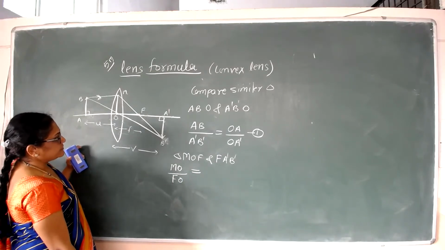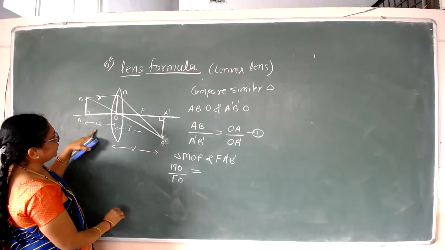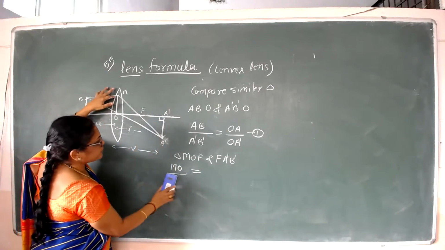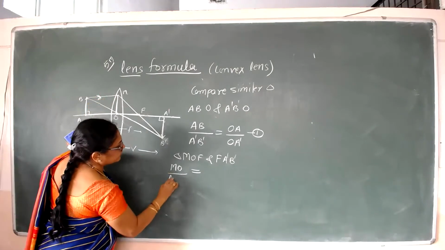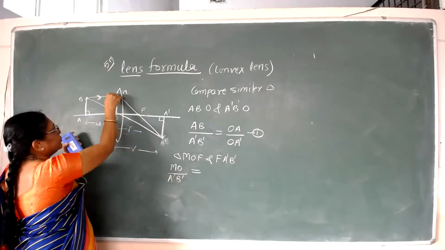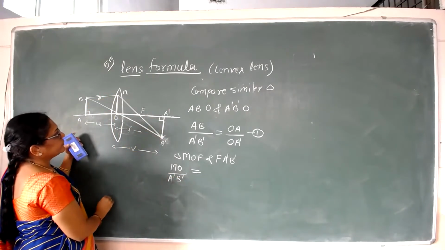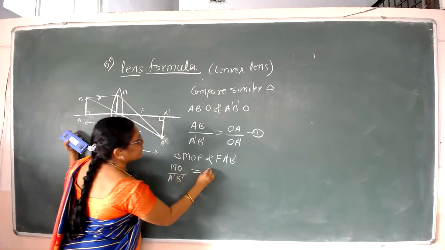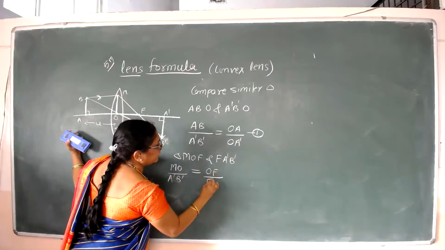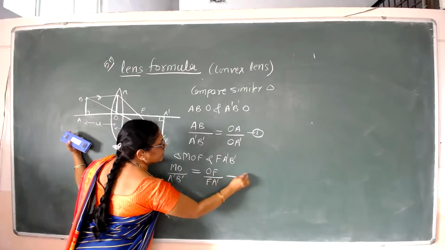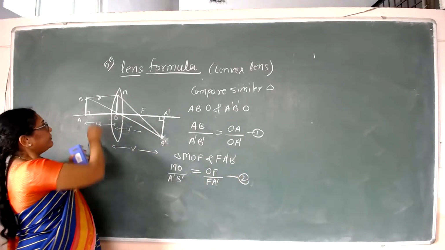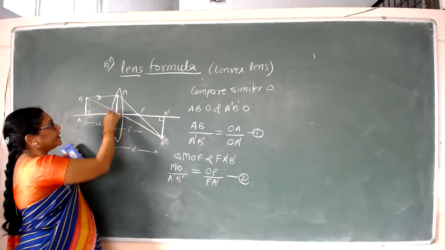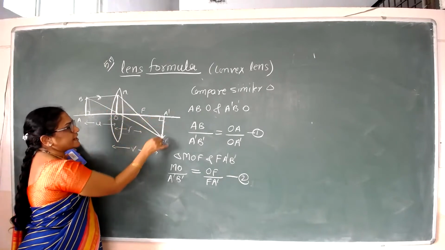And the other one is, when we compare the similar sides, that is MO divided by A'B', and the other one is OF divided by FA'. Equation number 2: first compare the two triangles' similar sides. Again compare the two triangles with the similar sides.